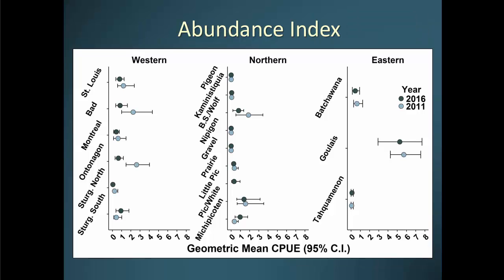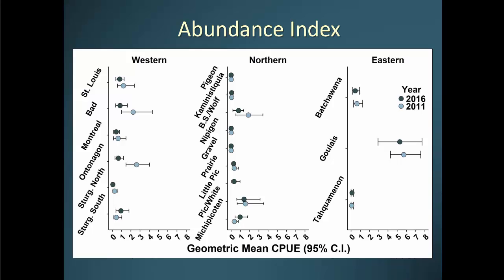So here I've got a figure showing the geometric mean CPUE with the 95% confidence intervals around the mean of a bootstrap data set. And the first thing that really stands out to me is the high catches that we observed at the Goulais. We're looking at anywhere from 5 to 6 fish per 1,000-foot gill net, which is a lot higher than most of these other locations.